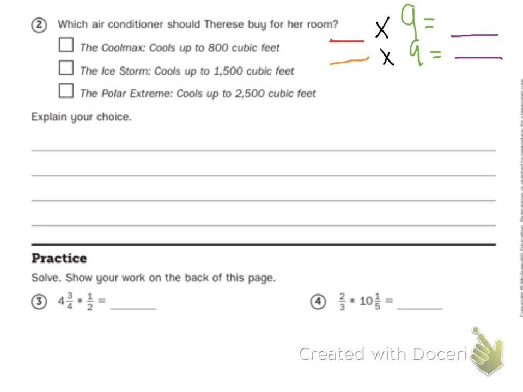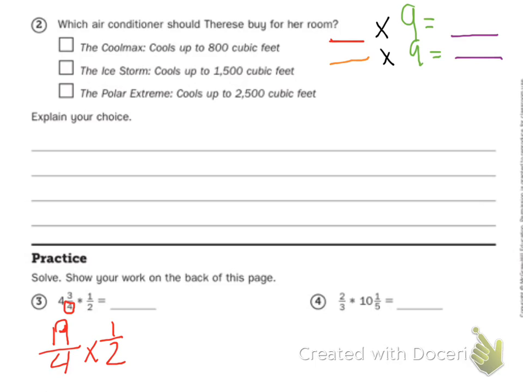Down at the bottom, it says practice, solve, show your work on the back of this page. We have been going over this a lot. You can either do the area model or you can do the improper fraction. So our improper fraction model, you take your denominator, so 4, times 4 is 16, plus 3 is 19 over 4 times 1 over 2.